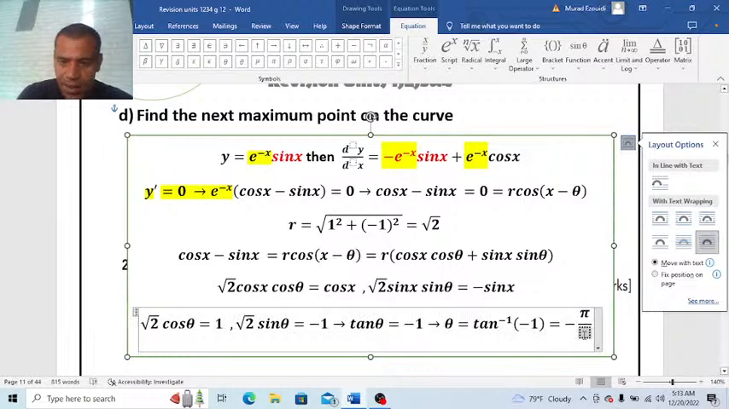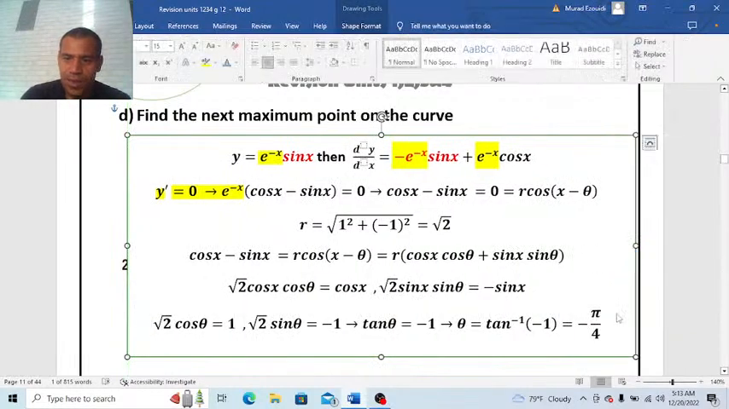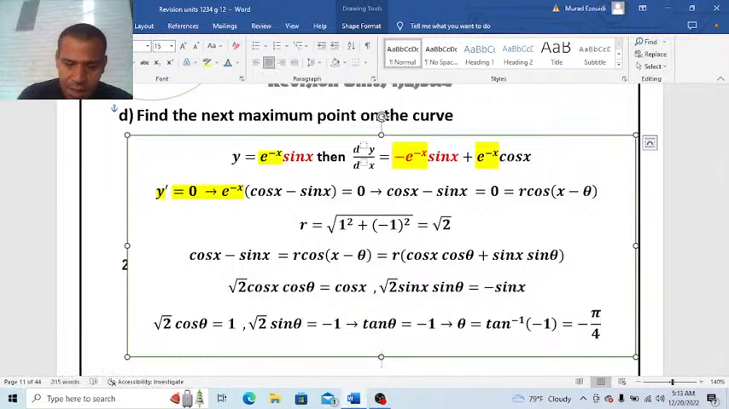Now this is my angle. Just this one, put it here. Okay. So I will write now cosine of x minus theta, which is pi over 4, equals 0.